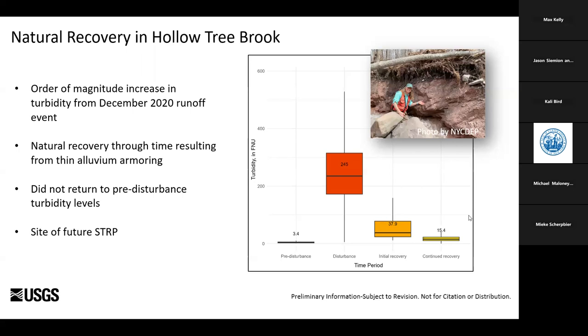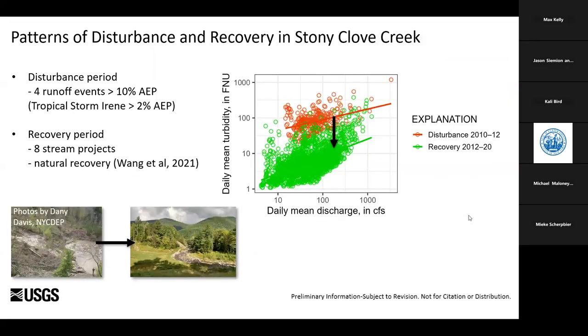And so this is something we're going to want to keep in mind when I talk a little bit about Woodland in a minute. And this is the site of a future STRP. I'm going to use Stony Clove Creek to describe some disturbance and recovery patterns. I'm probably trying to go through these slides a little quick for the sake of time.